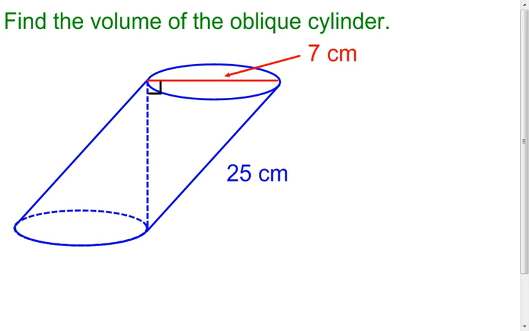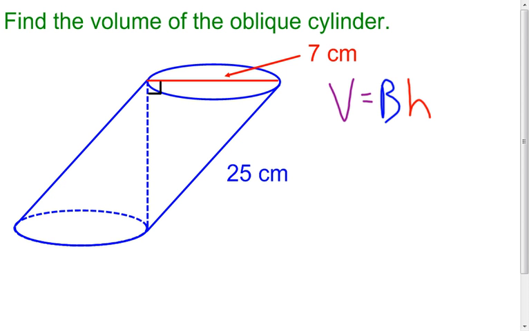And then my last one, now I have an oblique cylinder. All the other problems we looked at, they were right cylinders or right prisms. So in this one, it's an oblique one. Now remember, to find the volume of an oblique cylinder or an oblique prism, it's not any different than finding the volume of a right cylinder or a right prism. Take the area of the base and multiply it by the height.